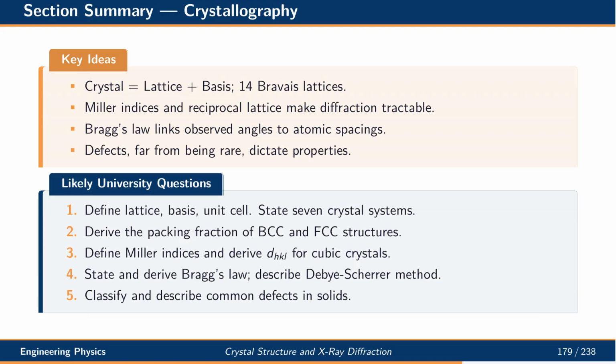Let us summarize this section. A crystal is a lattice combined with a basis, and there are 14 Bravais lattices. Miller indices and the reciprocal lattice make diffraction analysis tractable. Bragg's law links observed angles to atomic spacings. Defects, far from being rare exceptions, dictate the properties of nearly every real material. Typical exam questions include defining the basic units, deriving packing fractions, using Miller indices and Bragg's law.